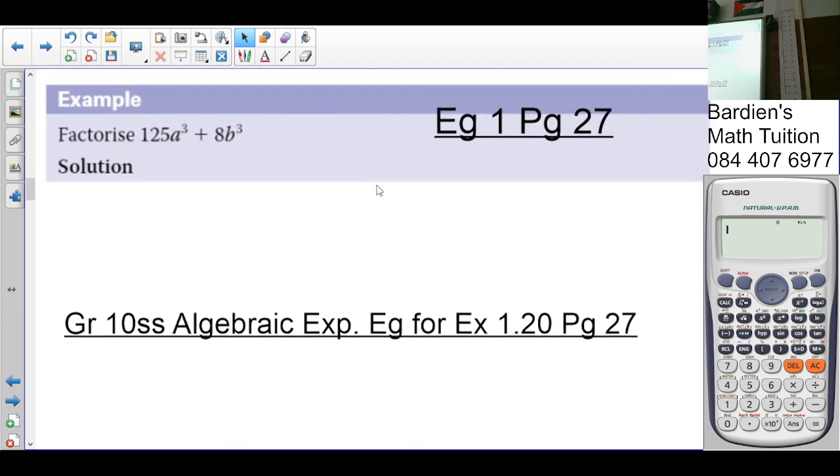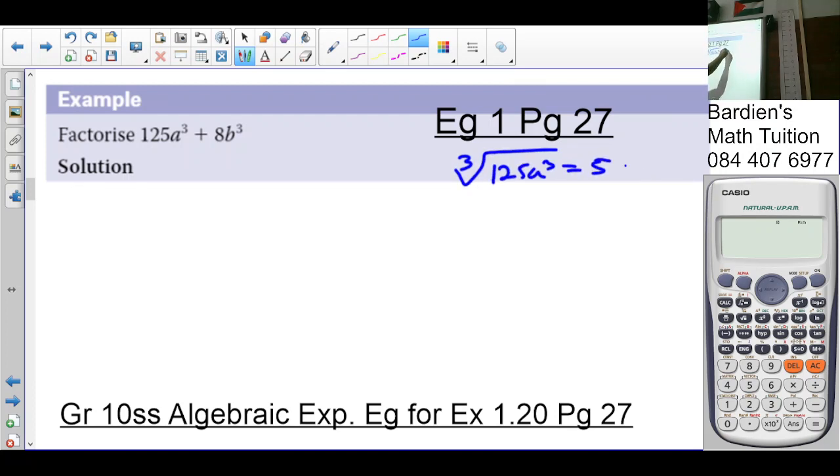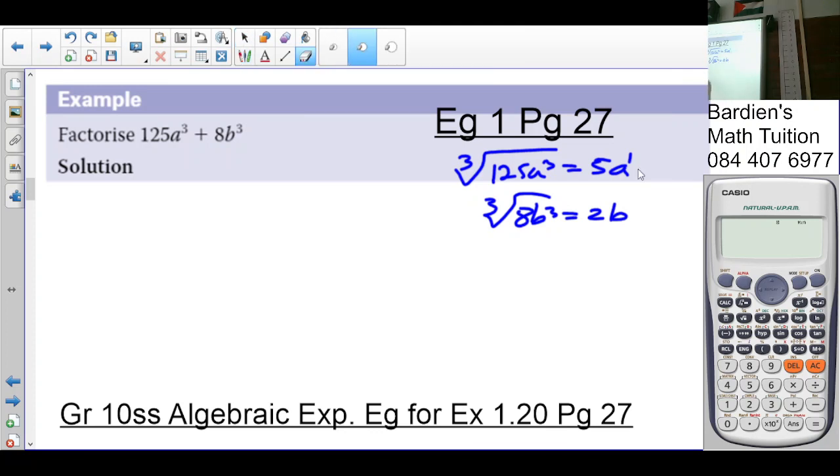So we're looking at example 1, and example 1 is on page 27, and these are the examples for exercise 1.20 on page 27. The question says factorize. So we have 125a cubed plus 8b cubed. So we ask ourselves, okay, is 125a cubed a perfect cube? The cube root of 125a cubed is 5a, and the cube root of 8b cubed is going to be 2b. So yes, this is a case of the sum of cubes.